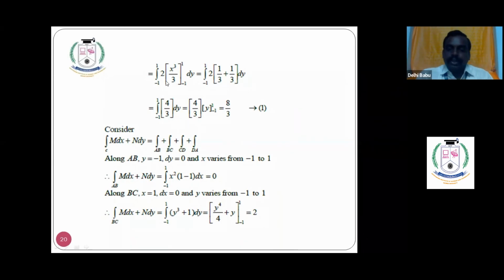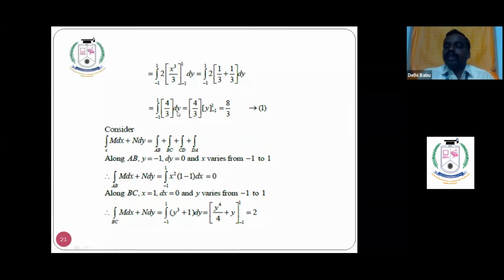So 2 into the integration of x square is x cube by 3 between the limits minus 1 to 1. First substitute x equal to 1. So 1 by 3. Before the lower limit put minus. Already I have minus, so minus of minus is plus. Put x equal to minus 1. So minus 1 whole cube by 3. So minus of minus is plus 1 by 3. 1 by 3 plus 1 by 3 is 2 by 3. 2 into 2 by 3 is 4 by 3.